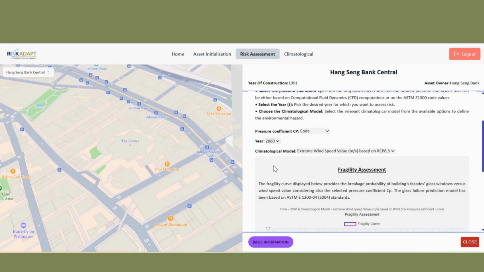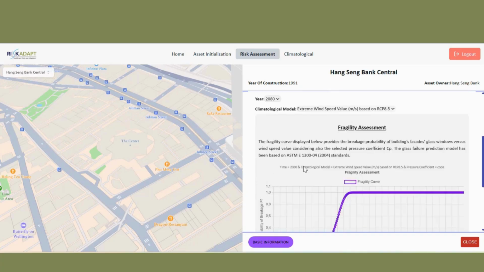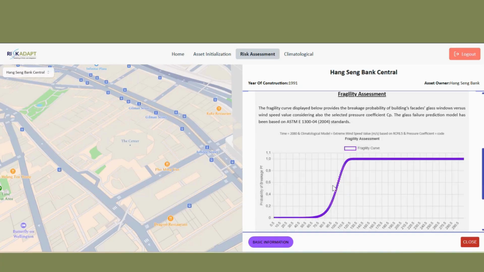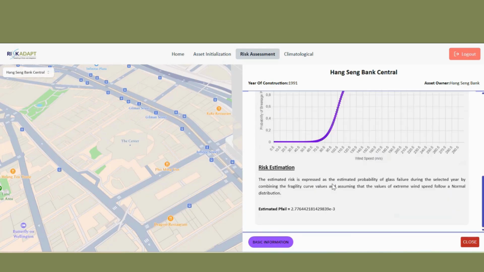If I would like to go to 2080 with the code, again, the fragility curve remains the same because it depends on the specifications of the glass, but you will see a different probability of failure, and it is larger. Based on the climatic models for that area, Hong Kong, the wind speeds are going to increase based on the worst case climatic scenario.